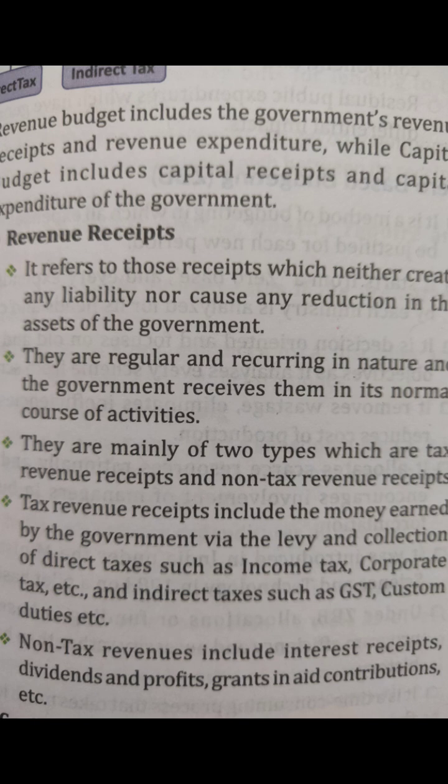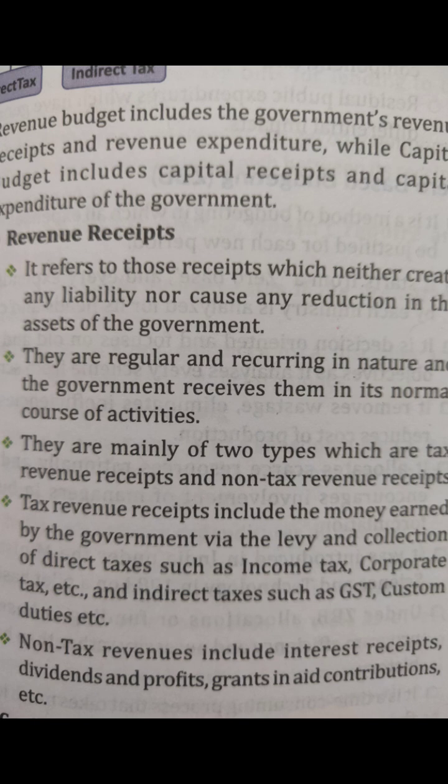Simple example to understand revenue receipts. Imagine you're running a small shop. Tax revenue. You set up a donation box in the shop and ask customers to pay extra tax for cleaning and security services. Non-tax revenue. You also lend money to your friend. When your friend pays back the loan with some interest, that's your non-tax income.